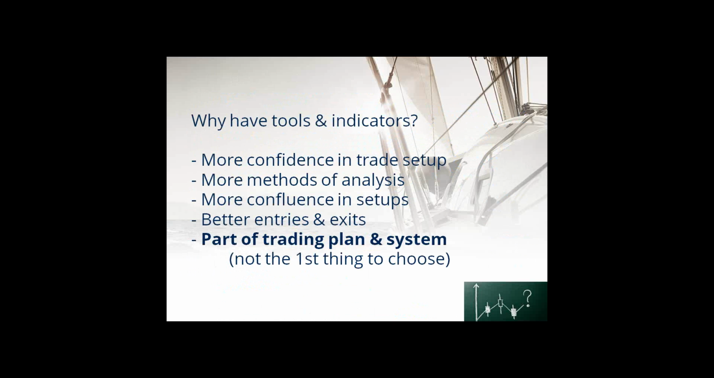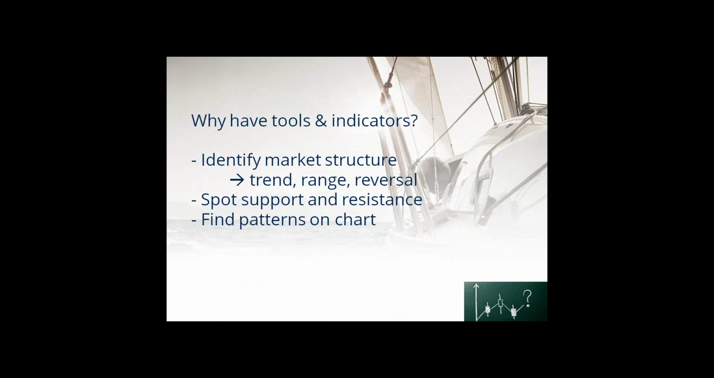So there are some good things that I think make sense for tools and indicators, why they're useful: confluence, more analysis, confidence, and making a good plan. Tools and indicators basically help with three things. Why should we have them? First of all, they help with identifying the market structure, in my opinion. They identify support and resistance and patterns. So it's all about market structure, support and resistance, and patterns.